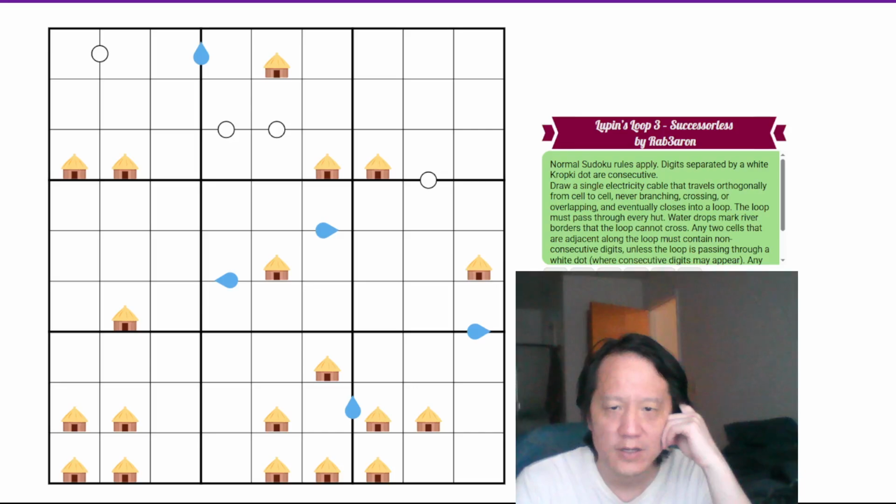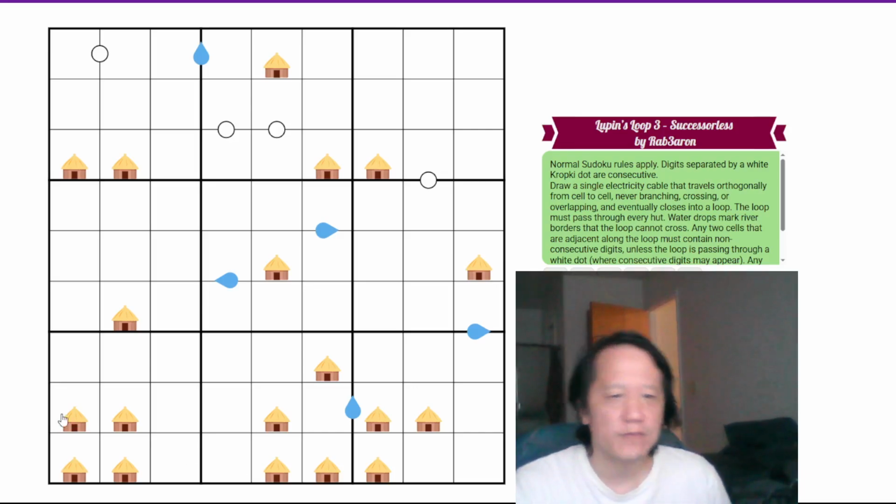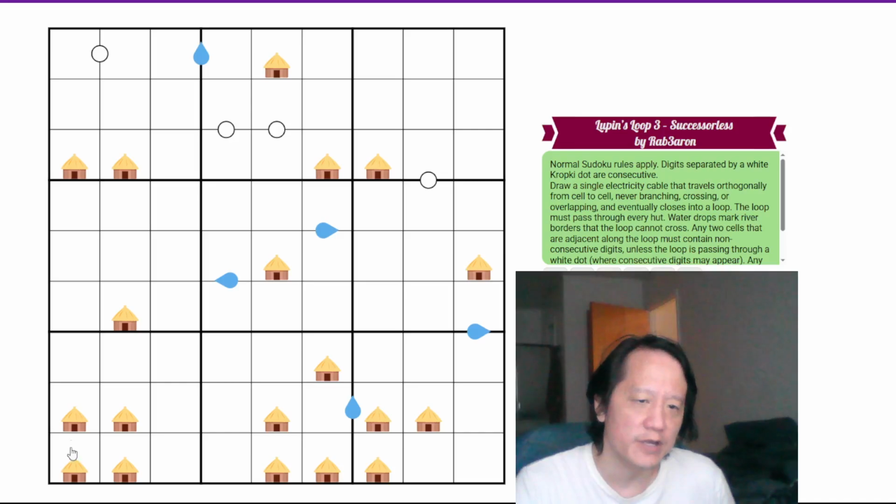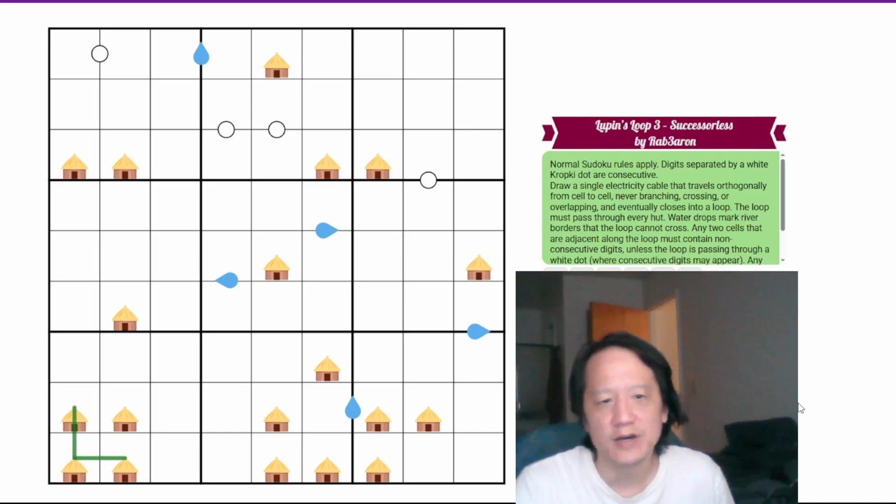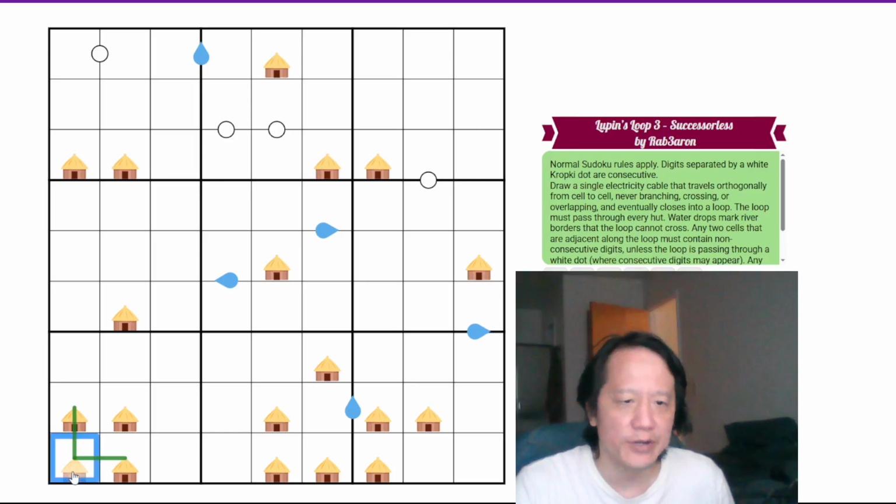Okay. Well, we know in a corner, you only have one way in and one way out, so it has to go that way. Then one of these connects to this hut here. So this is going to be 1, 2, or 1, 2.